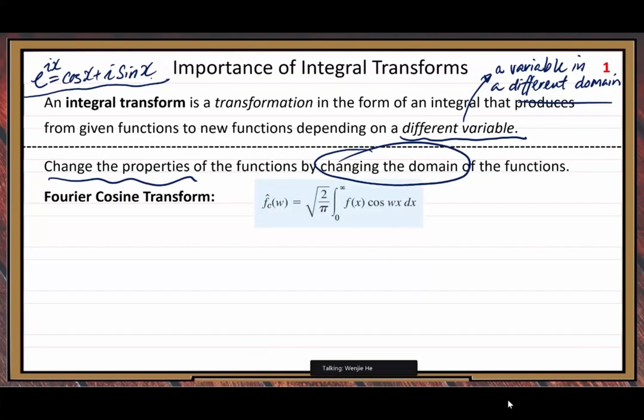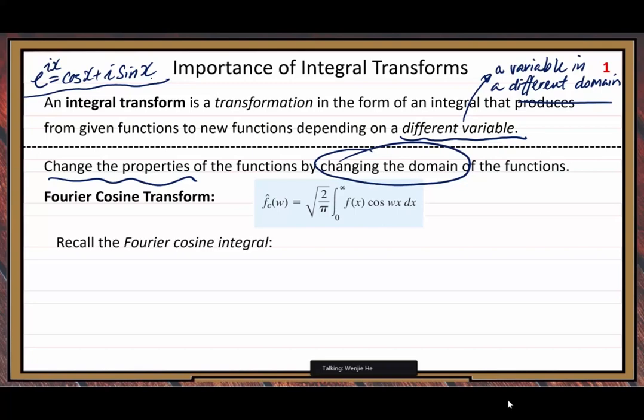For the Fourier cosine transform here, the notation is little f sub little c, where c means cosine. Mathematicians put a special symbol, a hat, on it. That's the definition of the Fourier cosine transform, from 0 to infinity.